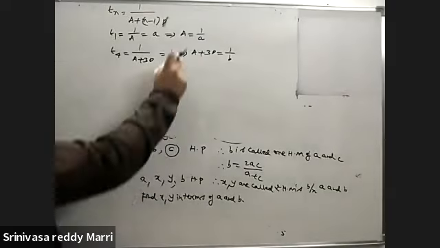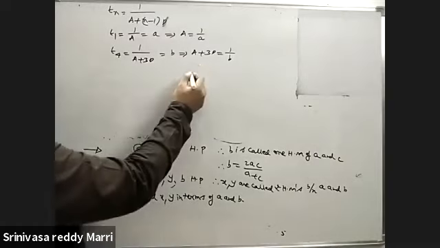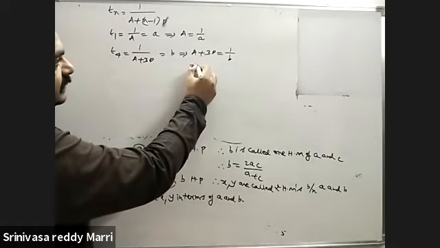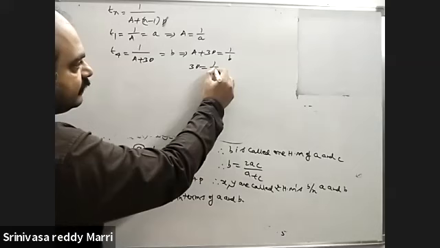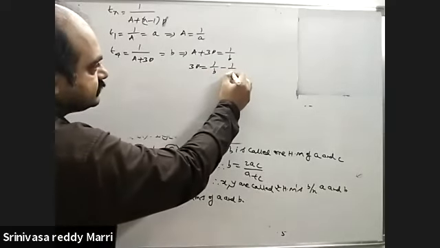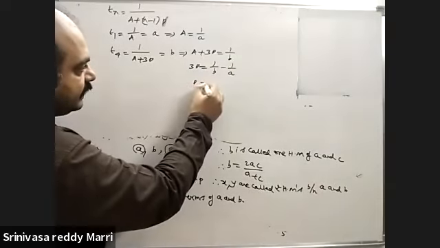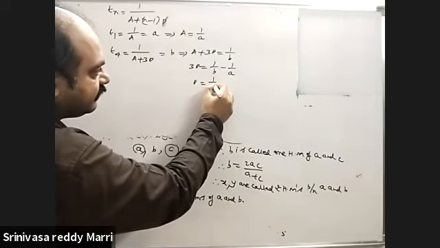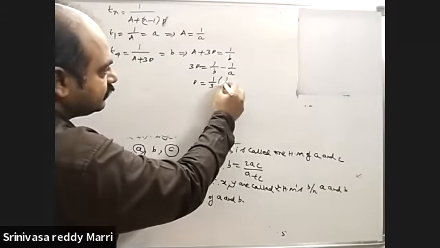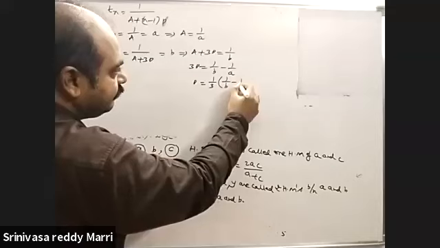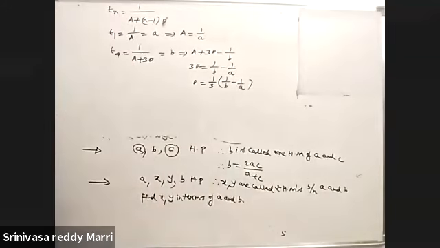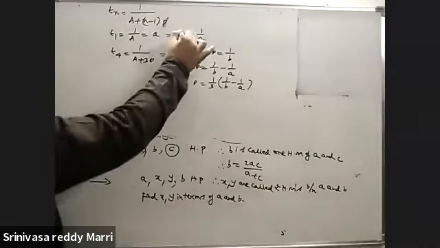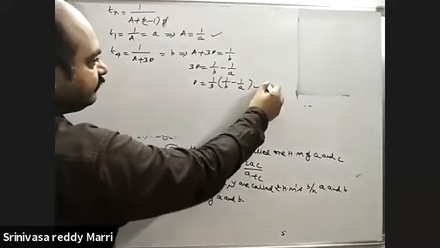First we will calculate what is A and what is D. So 3D equals 1 by b minus 1 by a. That means D is nothing but 1 by 3 into (1 by b minus 1 by a). Now you have the A value and the D value.